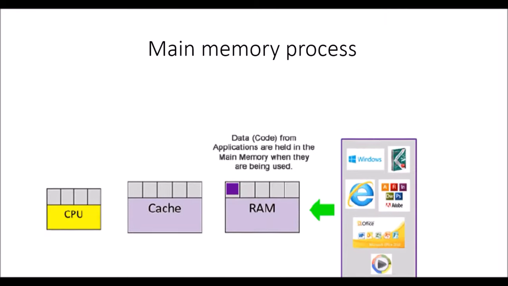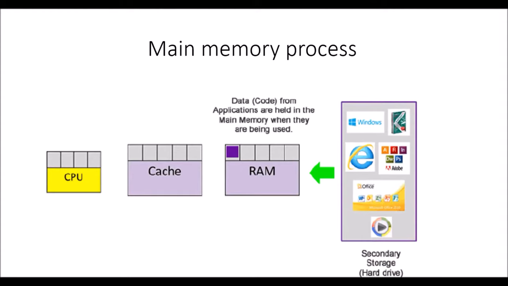Now, main memory process, how does it work? This is how it works. Let's say that you want to collect any information. Let's say you want to access any file or any data in your computer. So let me show you a very simple example here. You want to access any file in your computer system, then the processor in your computer is going to ask RAM.